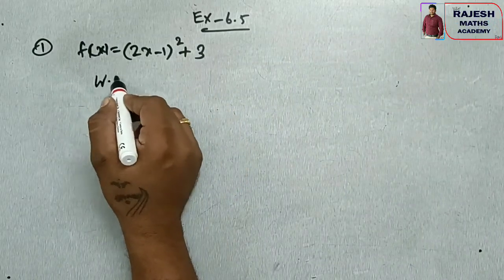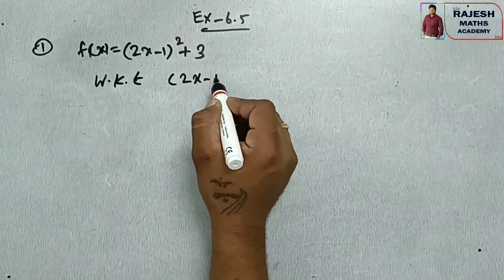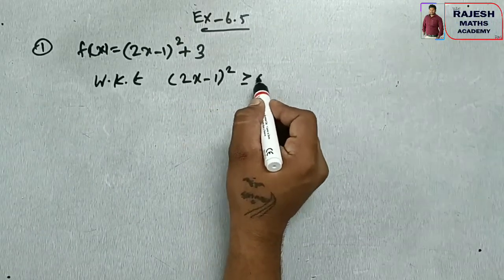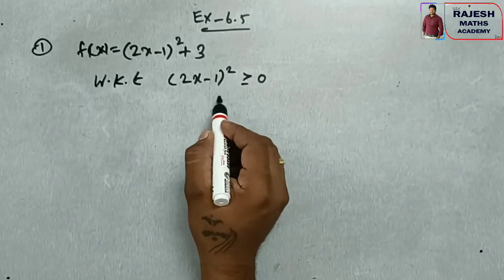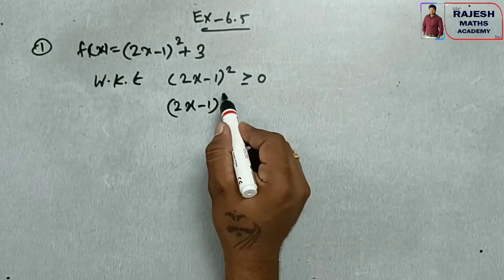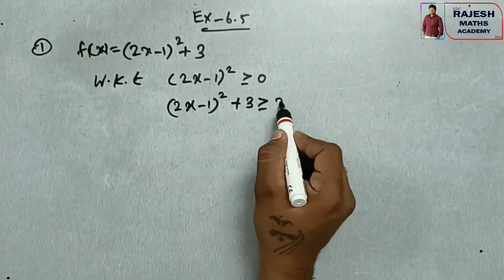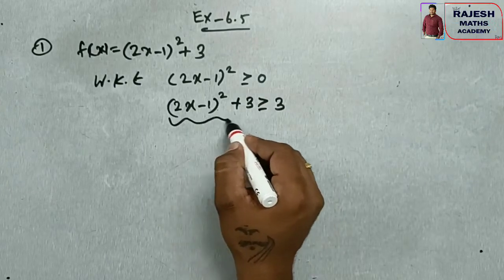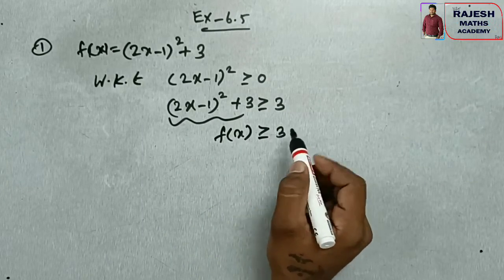So we know that (2x minus 1) whole square is always greater than or equal to 0. Now we can add any constant to both sides. So I am going to add plus 3 to both sides. So (2x minus 1) whole square plus 3 is greater than or equal to 3. This is the given function, so f of x value is always greater than or equal to 3.